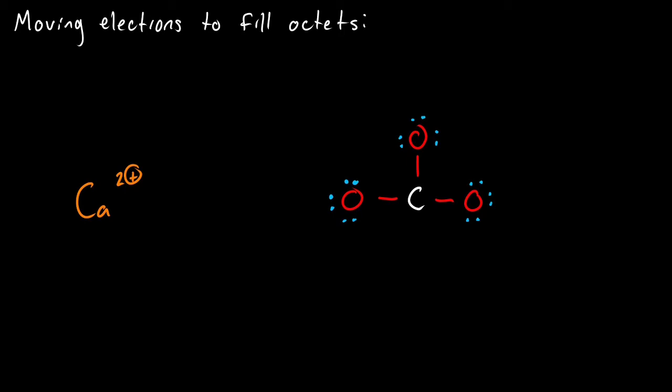So what we need to do now is move a lone pair of electrons to fill the octet of that carbon if possible. Organic chemists use a particular shorthand to indicate the movement of electrons within a molecule or between molecules, which is a curved arrow like this.